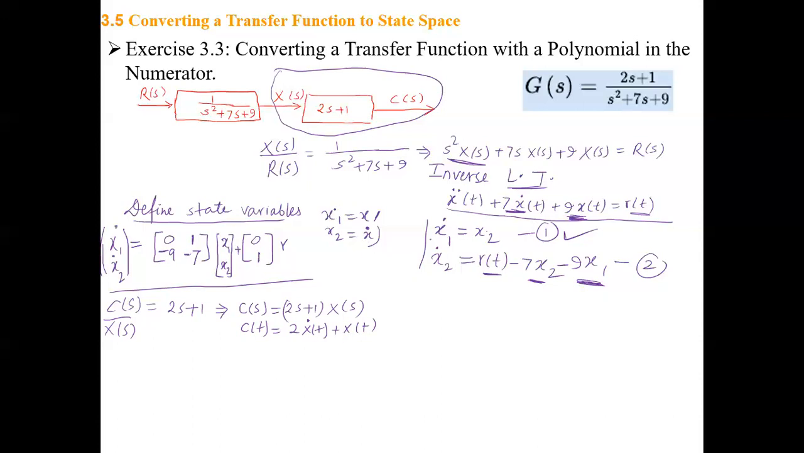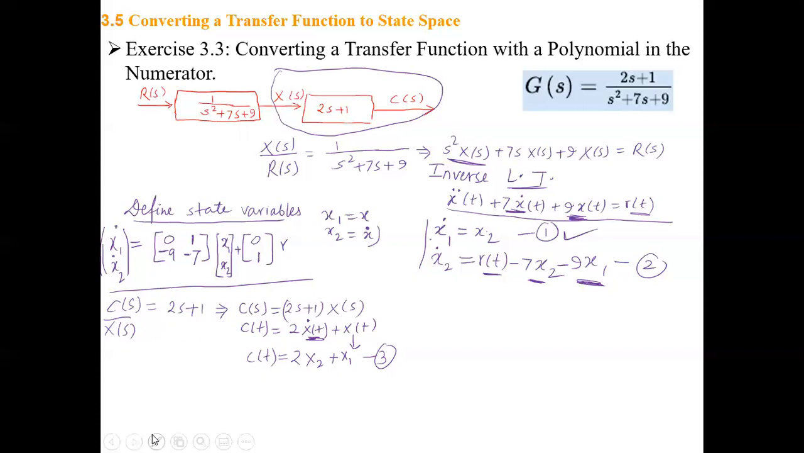So we know X is X1, right? So this guy is X1. How about X1 dot? X dot is X2, right? So 2X2 equals CT. Now this is equation number 3. Based off that, can you write the C?